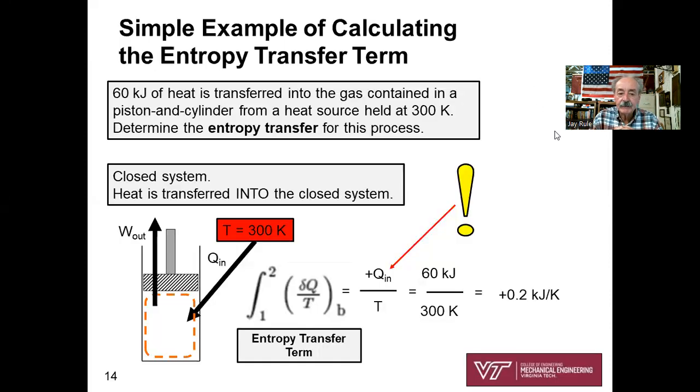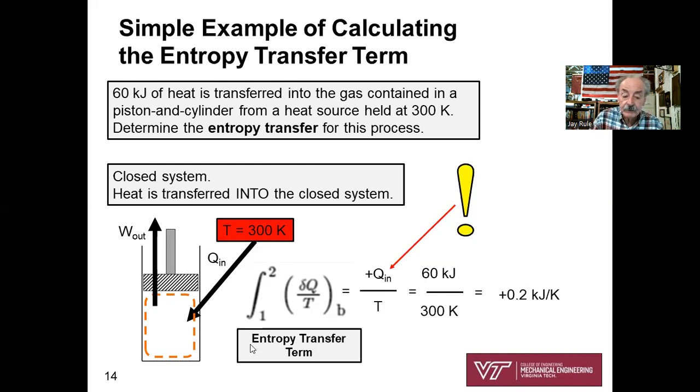Simple example of calculating the entropy transfer term. So here's the entropy transfer term, the integral from state 1 to state 2 of del Q over T across the system boundary. There's the dashed line. That's our system boundary. For this example, I've got 60 kilojoules of heat coming into the system from a temperature reservoir that's held at 300 K. This is just an example, so it's not general, it's an example, all right?